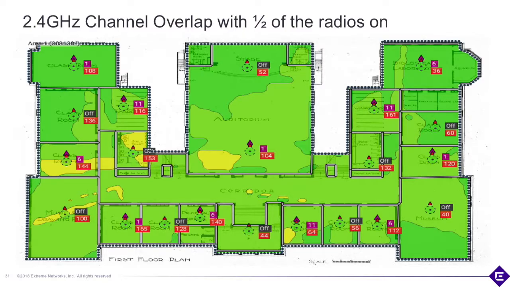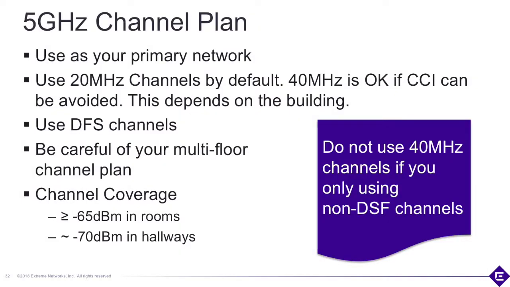So once again, just proving it is very important that you have a good channel plan if you're looking to increase your user experience. On 5 gig, things are a little bit different. I would suggest that you use 5 gig for your primary network, those devices that you find are most critical on your network.